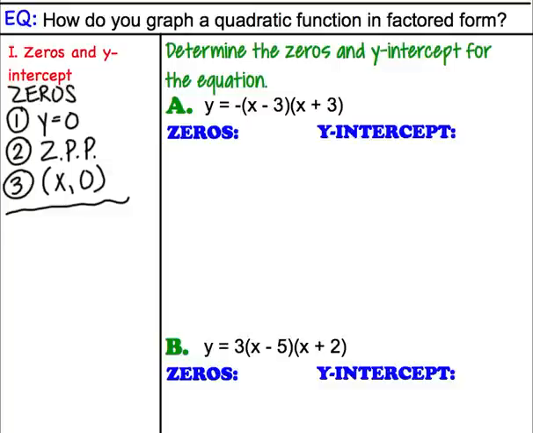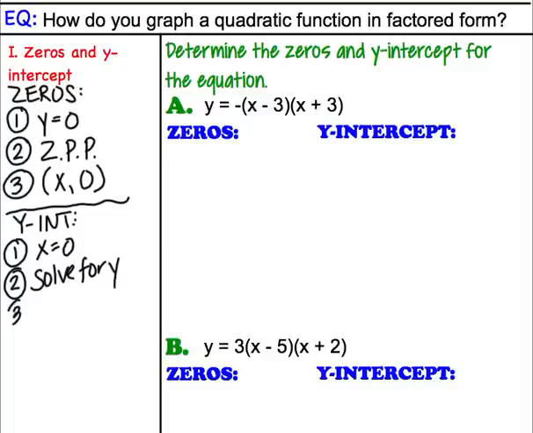And then if you recall, for our y-intercept, our first step was going to set the x's equal to 0 and then solve for y. And then that third step is going to be to write it in the form of 0 comma y. So let's go ahead and do that.